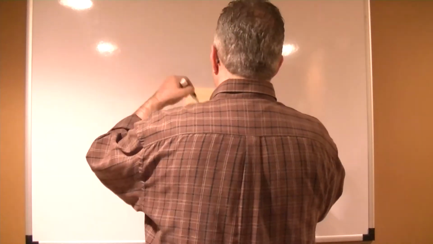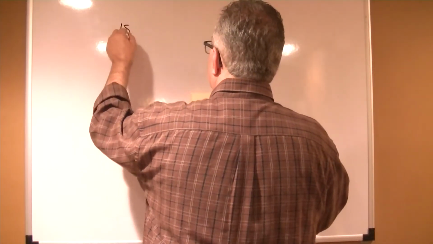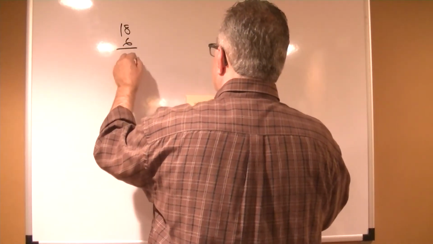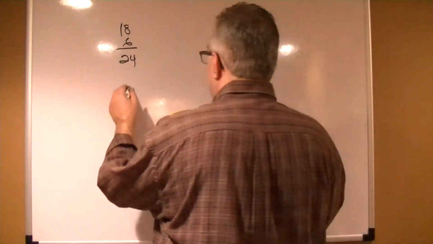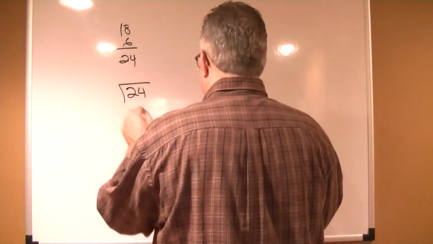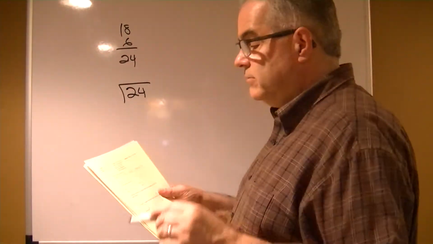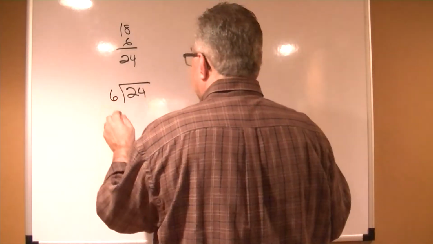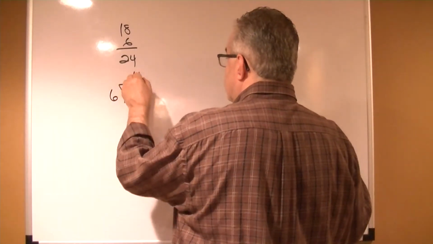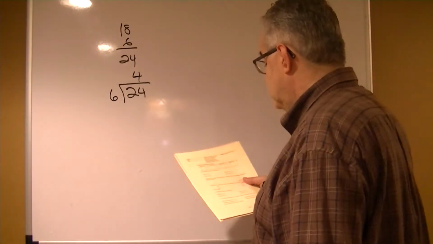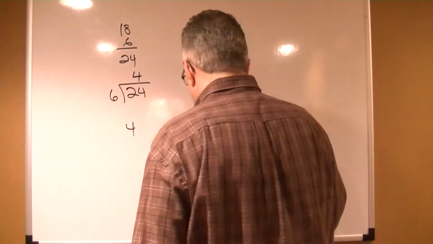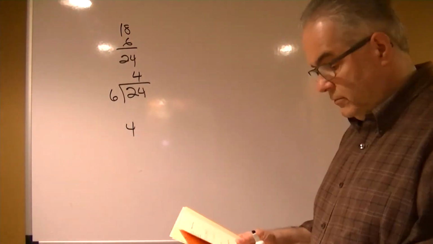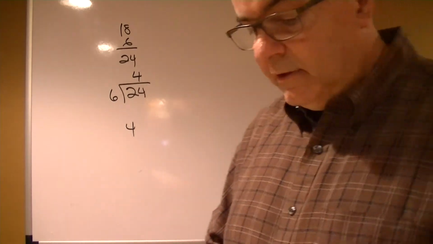I've got 6, 6, 6 is 18. 18 plus 6 is 24. 24 divided by, how many data values are there? 6. So 6 goes into 24 4 times. And the mean is 4. I don't think you have a problem with that.